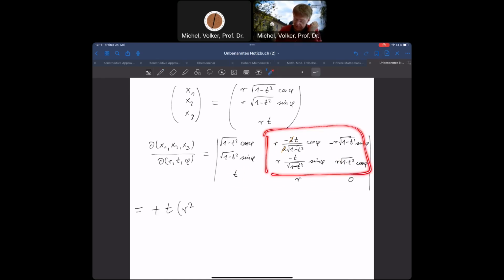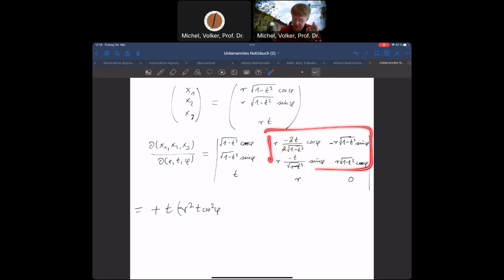So again, this one here, and this one multiplied with that one. So I have the r square. Obviously, the square root cancels out. So I get the minus t and the cosine square phi. So I will just insert the minus here, the t and the cosine square phi.